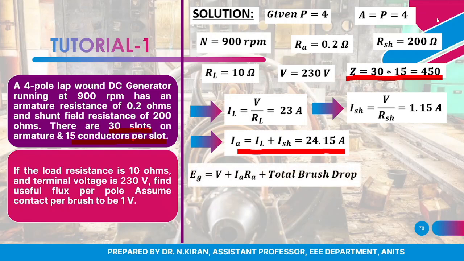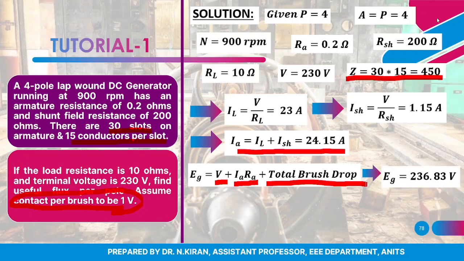We also know the expression for generated EMF EG, which is V plus IARA plus total brush drop. We know the value of V, the terminal voltage, which is already given. IARA value we know. Here it has asked us to assume 1 volt per brush, so the total brush drop will be 2 volts, since I have 2 brushes for every machine. If I calculate that, that will give me the value of generated EMF to be around 236.83 volts.